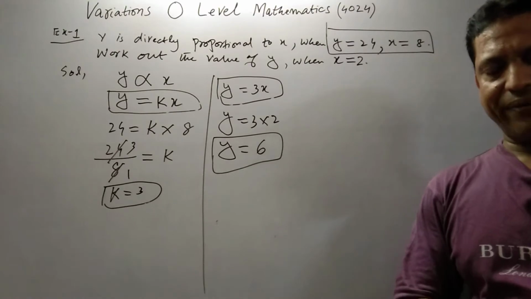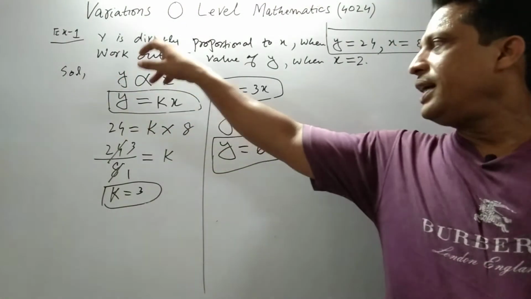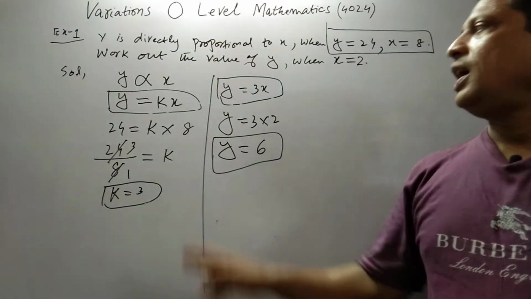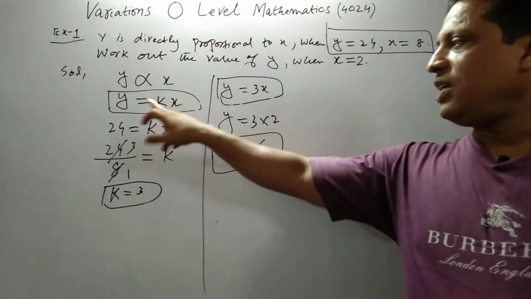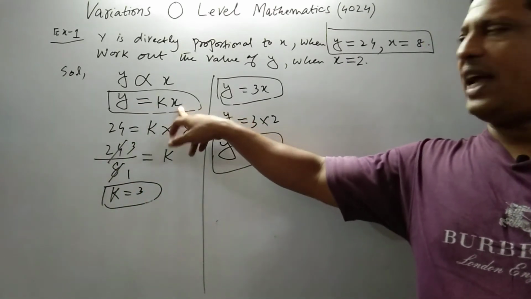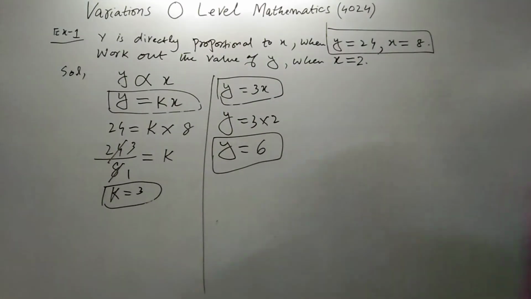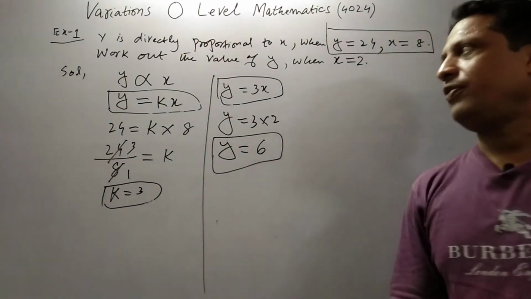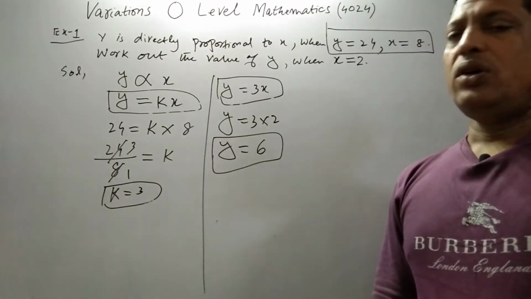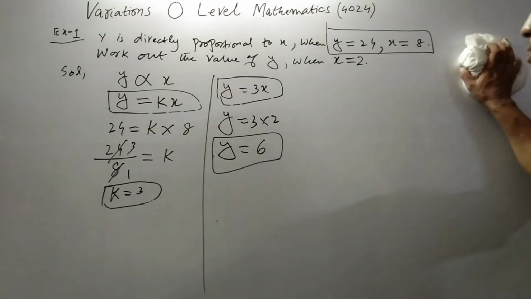So what are the steps? First, write the quantities with proportional sign. Then make the equation with the constant of proportionality k. Then find the value of k. Put the value of k again in the given equation and then find the remaining parts of the question. This is the example of direct proportion. Now we are going to see the definition of inverse proportionality.